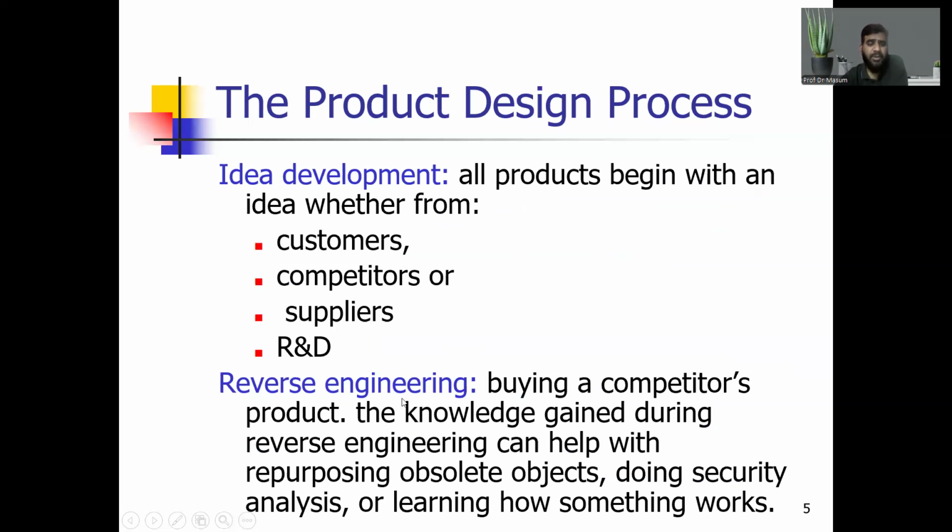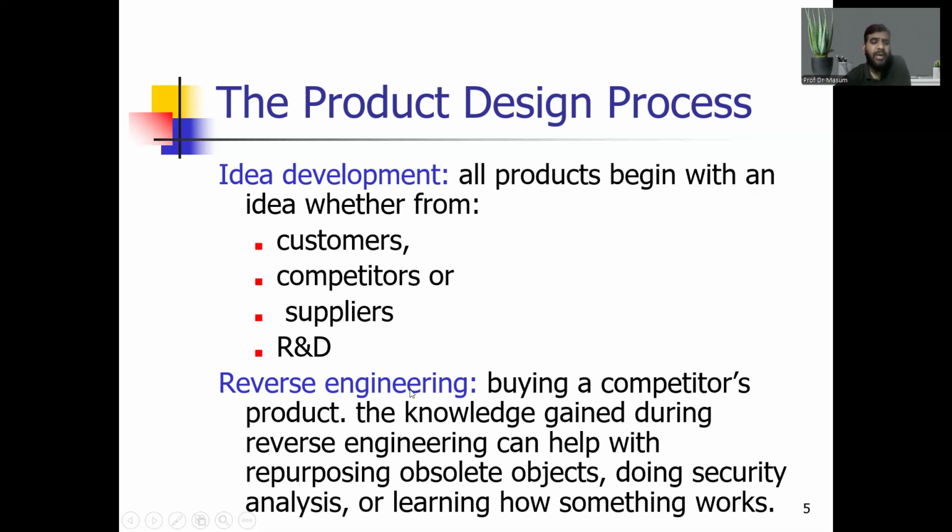Reverse engineering may be one of the sources, as I have already told you. Buying a competitor's product and the knowledge gained during reverse engineering, that means opening it up, can help with repurposing obsolete objects, doing security analysis, and learning how something works. Reverse engineering can help you to offer a new innovative product.